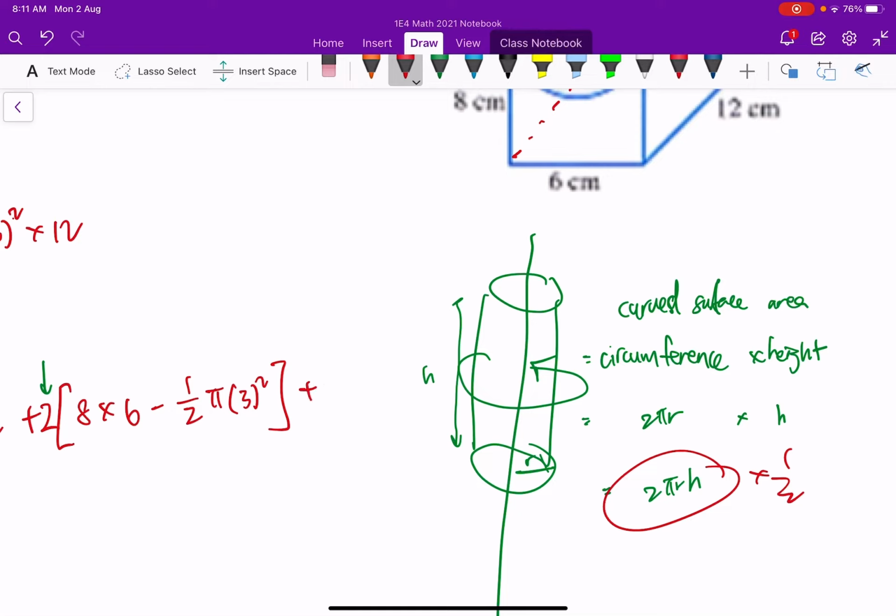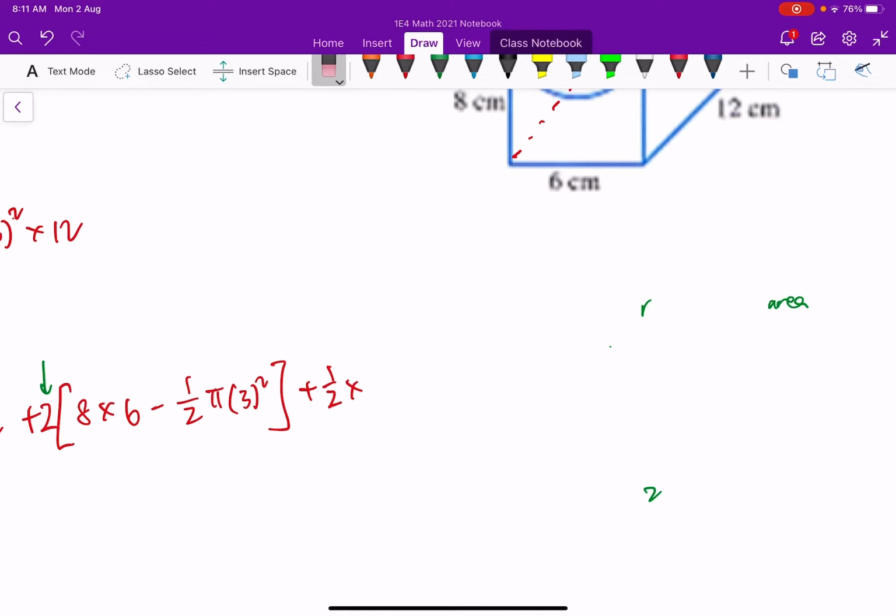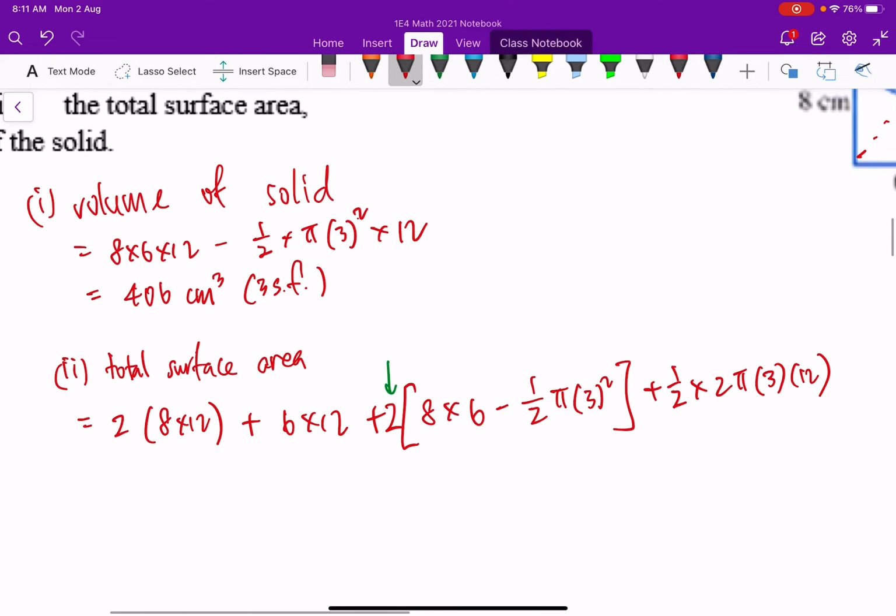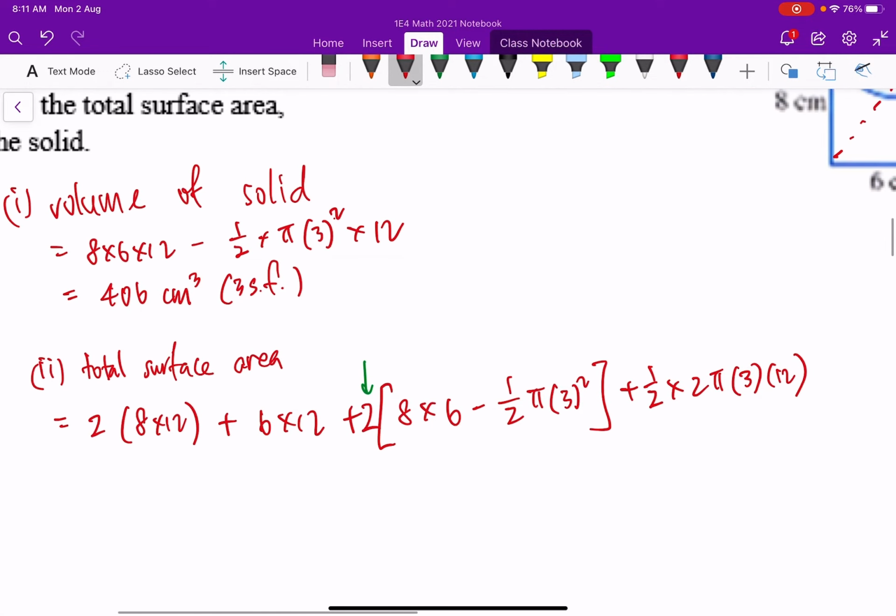Okay, so we need to plus half times, okay, let me erase this, 2 pi r h. Okay, the radius is 3, height is 12. So if you calculate it out, you get that this is 445 cm squared corrected to 3 significant figures. Okay.